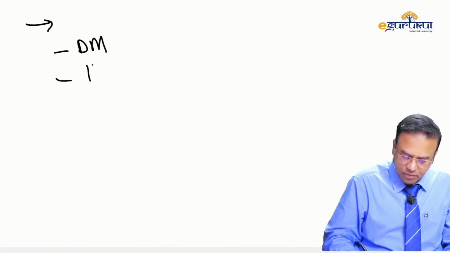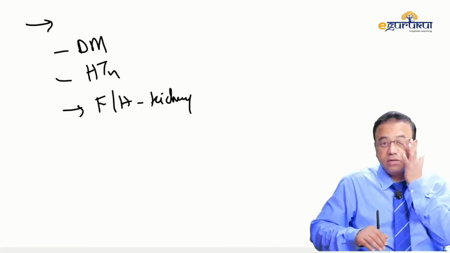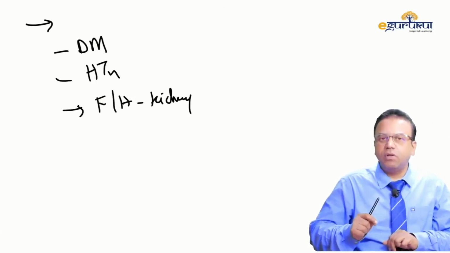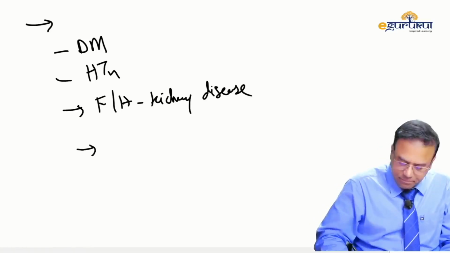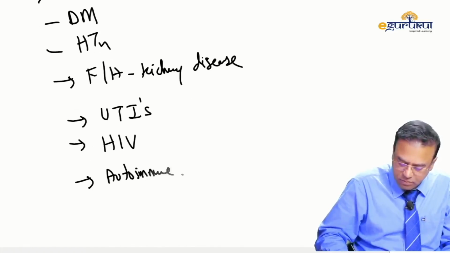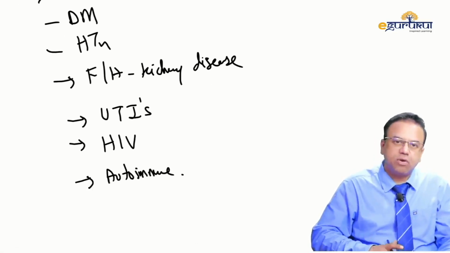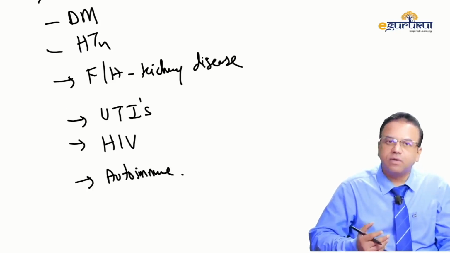Diabetes, hypertension, family history of kidney disease. There is a new thing coming up now: about 10% of chronic kidney disease patients have clear genetic polymorphisms that have been identified. It means there is some genetic role in the occurrence of CKD. So family history of kidney disease is something new that is coming up now. Also recurrent urinary tract infections, HIV, autoimmune diseases. All these are risk factors, and anybody who has had acute kidney disease in the past, as I told you, could develop fibrosis in the interstitium and progress towards chronic kidney disease.